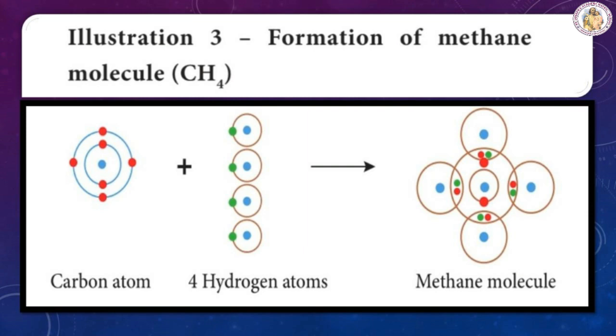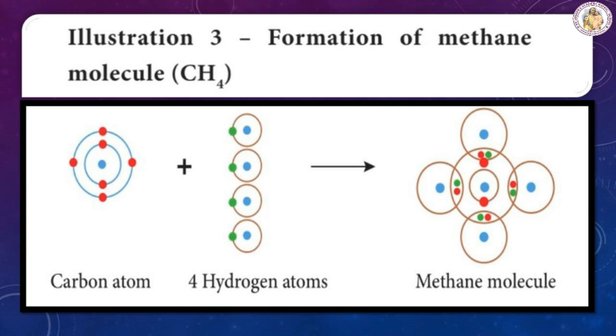Methane molecule is formed by the combination of one carbon and four hydrogen atoms. The carbon atom has 4 valency electrons, that is 2, 4. In the outermost shell, how many electrons? 4 valency electrons. These 4 electrons are shared with 4 atoms of hydrogen to achieve a stable electronic configuration, that is the octet rule, by sharing a pair of electrons.